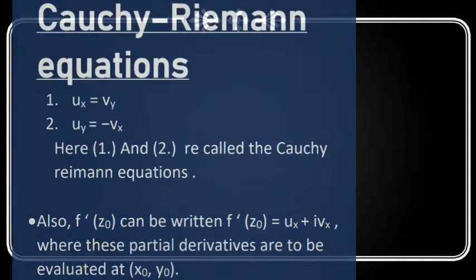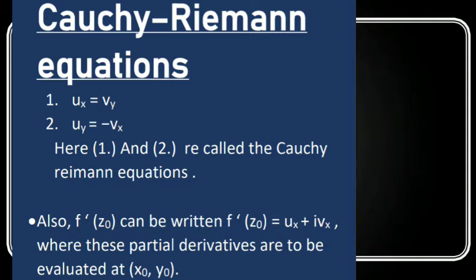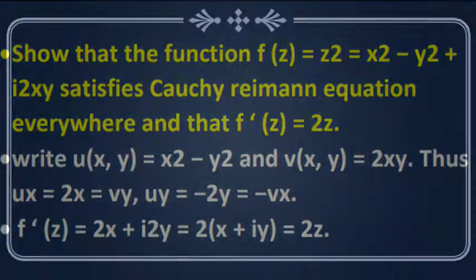Hello everyone, today's topic is Cauchy Riemann equation. The equations ∂u/∂x = ∂v/∂y and ∂u/∂y = -∂v/∂x, these two equations are called Cauchy Riemann equations. And for finding f'(z0), we will use this formula, that is f'(z0) = ∂u/∂x + i ∂v/∂x.